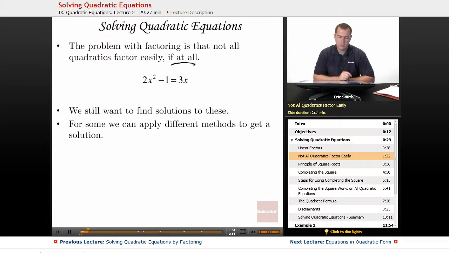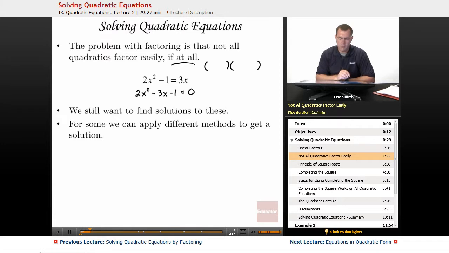Let's take this one, like 2x squared minus 1 equals 3x. Suppose we wanted to solve that quadratic equation. Well, one of the first things we might do if we're trying to use that factoring technique is we'd go ahead and get everything over to one side. Okay, now that in itself isn't too bad. And then maybe we'd attack this using something like reverse FOIL.